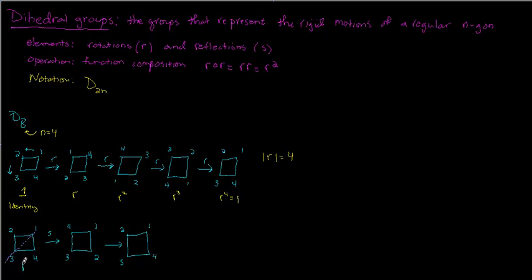So labeling these again, this is what we started with, the identity. After one reflection, we'll call that S, and after two reflections, S composed with itself, we see that's really what we started with. So we learned something else here, which is that the order of the element S is 2.